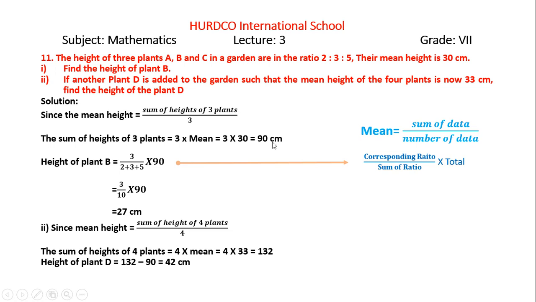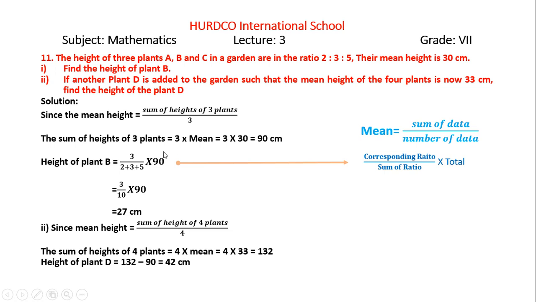Now, how to find out the height of plant B? I make it just not a formula, but the corresponding ratio. If you want to find out for A, you have to write 2. If it is B, then write 3, or C, write 5. Sum of the ratio 2 plus 3 plus 5. Total, what is the total here? That total is 90. So you get 27. Number 1 done.